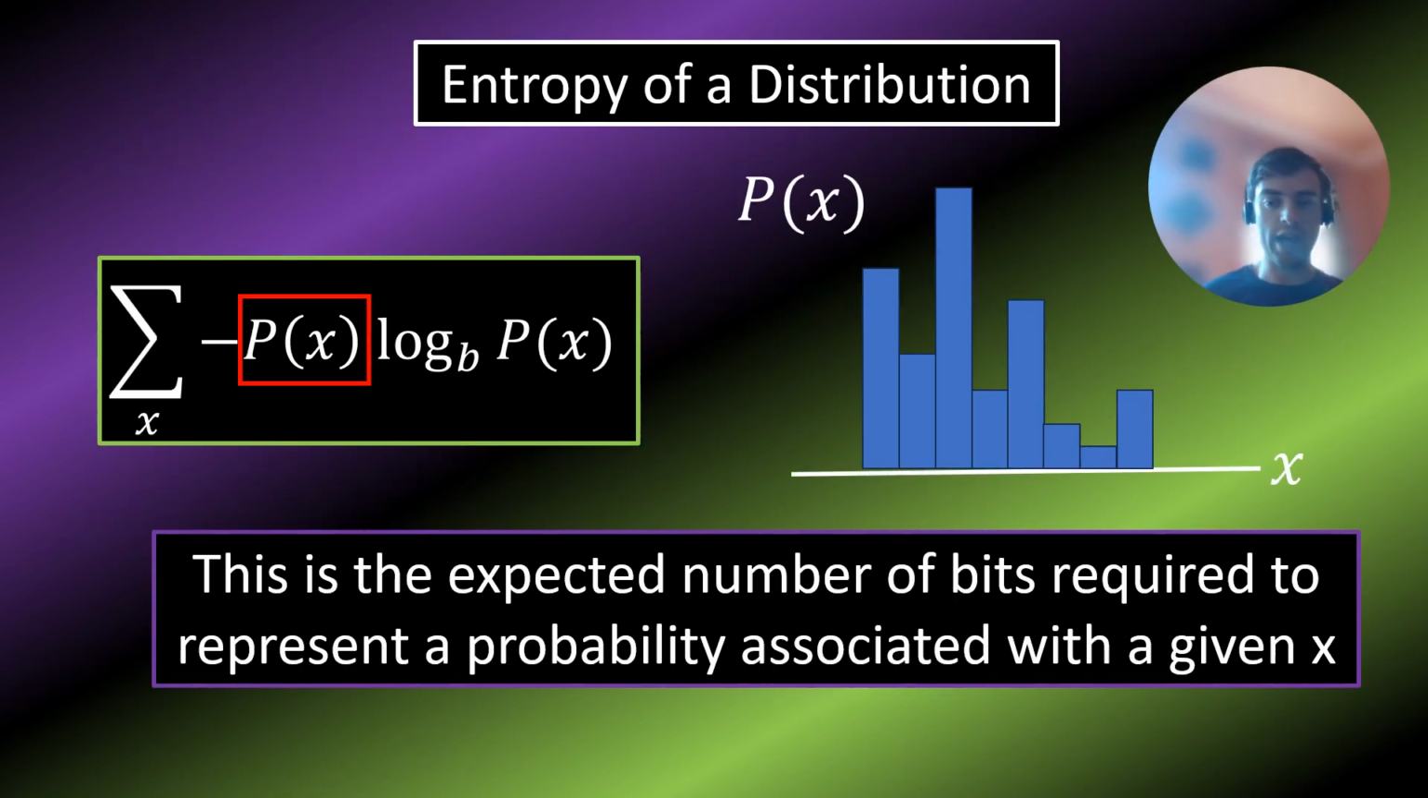And we also have the entropy of a distribution, and that is the expected value of how much information you need to encode a probability at a given x. So it's going to be the sum over all x of negative log base B of P of x times P of x. And that's just the expected number of bits for some x.